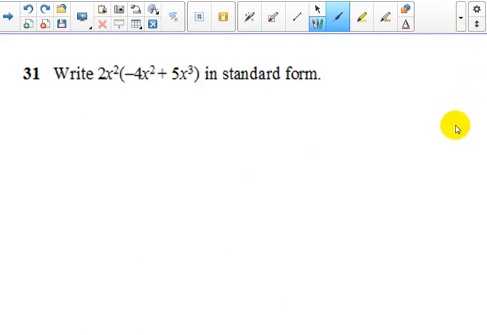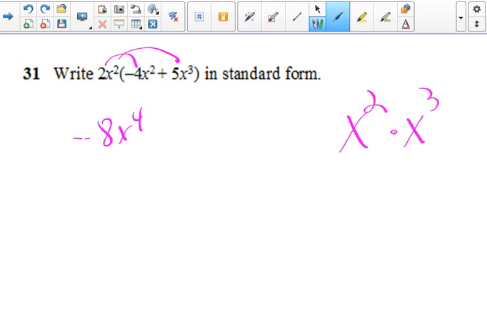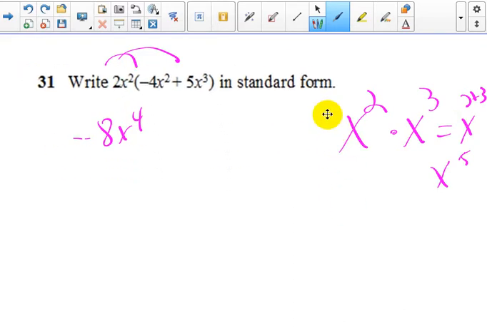The next problem says write this in standard form. So we have to distribute this 2x squared to these two terms in the binomial. So we have 2x squared times negative 4x squared. Well, this can be a negative 8x to the 4th. Remember when you multiply powers of the same base, you just add the powers and keep the base. Okay, that was just an example, not the problem. Oops.